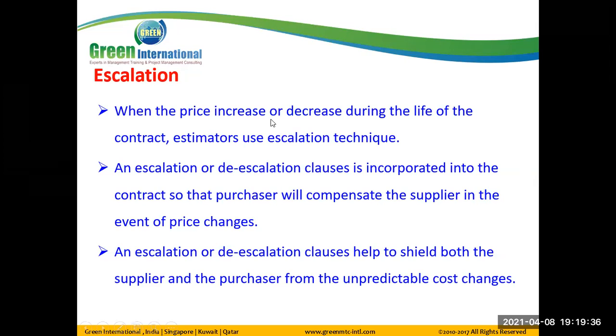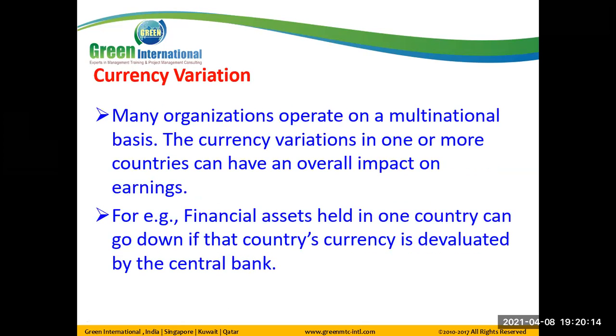Sometimes de-escalation is also possible because of a decrease in price. So use the escalation technique. Escalation or de-escalation clauses are incorporated into the contract. So the purchaser will compensate the supplier in the event of price changes. Escalation or de-escalation clauses help to shield both the supplier and the purchaser from unpredictable cost changes. If any cost changes occur, if you have an escalation clause, we can say plus or minus 2% is an allowable escalation or de-escalation that you can mention in the contract. Currency variation is generally for your import and export goods.